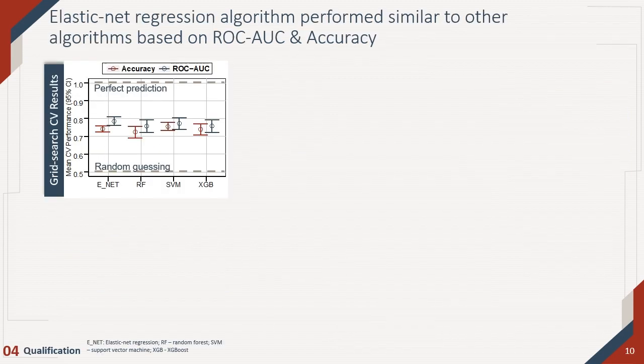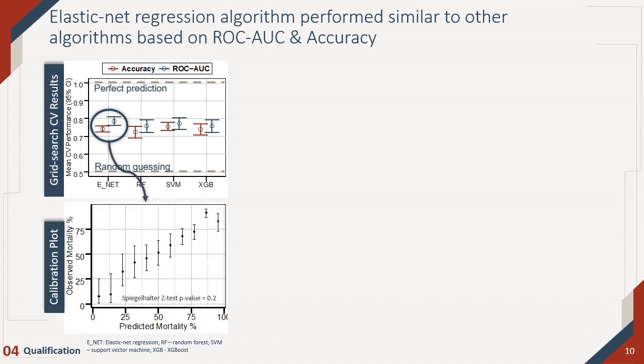Model qualification results are shown in this graph. On the x-axis, I have 4 models: elastic net regression, random forest, support vector machines, and XGBoost. On the y-axis, I have prediction performance and 95% confidence interval for accuracy and area under the ROC curve. One can see that all models demonstrated equivalent performance. Therefore, I chose the most simplistic model to go ahead with, that is the elastic net model.